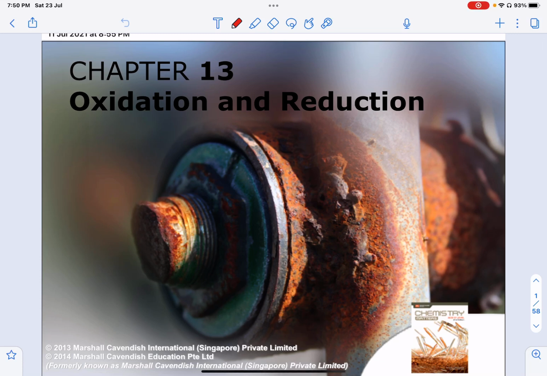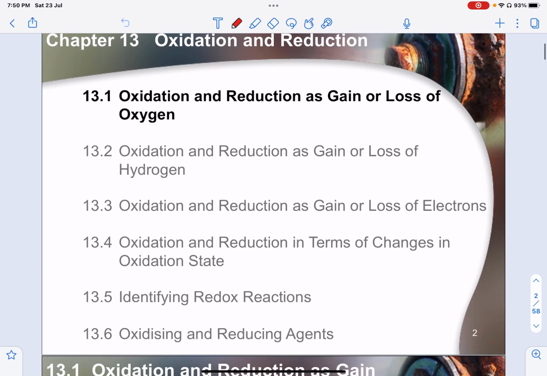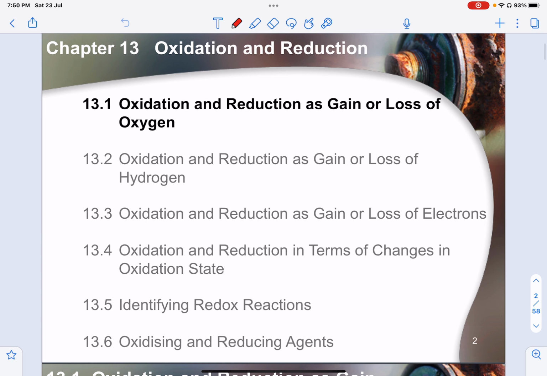Okay, good evening, everyone. Today we'll be talking about oxidation and reduction for chemistry. So over here, there are a few ways in which we can identify processes of oxidation and reduction, either through the oxygen, whether it is a gain or loss of oxygen. Second would be by hydrogen, gain or loss again. Third would be the electron, whether the reactants have gained or lost electrons.